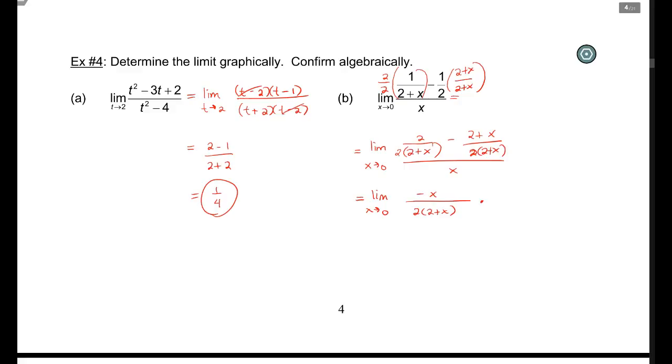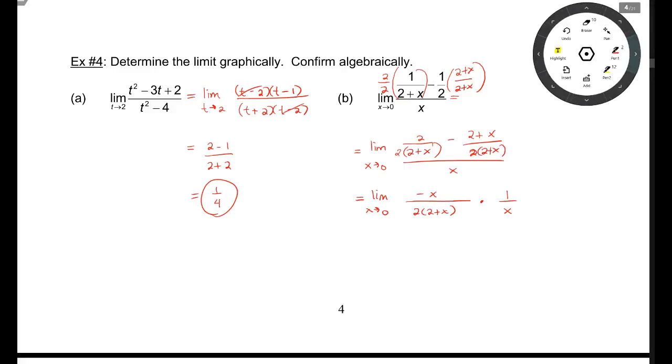Now divided by x is the same as multiplying by 1 over x, right? If I were to divide by 2, it's the same as multiplying by 1/2. Why would I rewrite it that way? I hope it's obvious, but do you see it? So now I'm able to cancel, and I'm left with just a negative 1 in the numerator. Good. So let's do that.